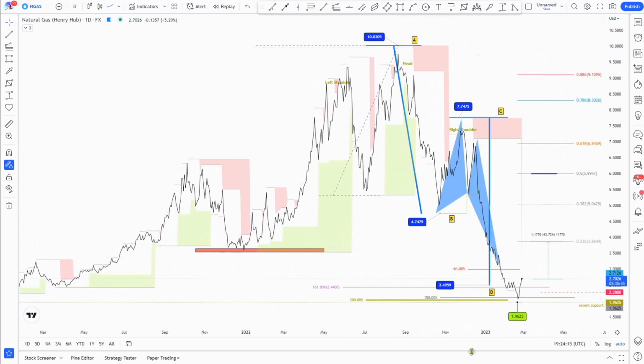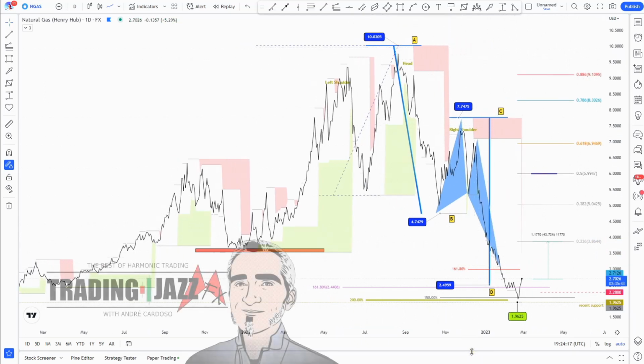So that means that's also a significant move to the upside, even if you consider just the very first Fibonacci retracement level. So we have 2 charts that I shared with you today, copper and natural gas.